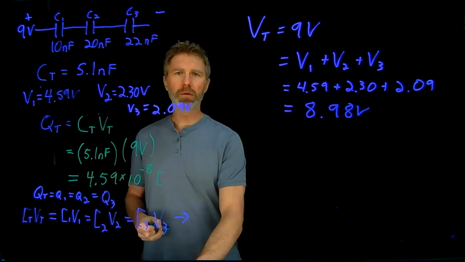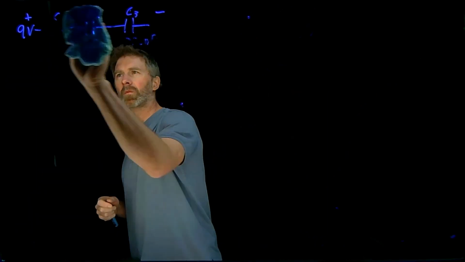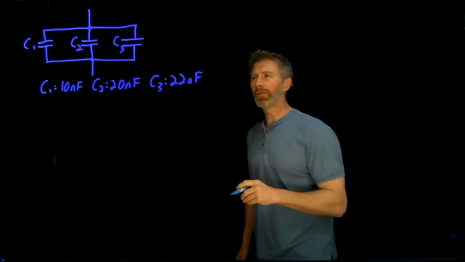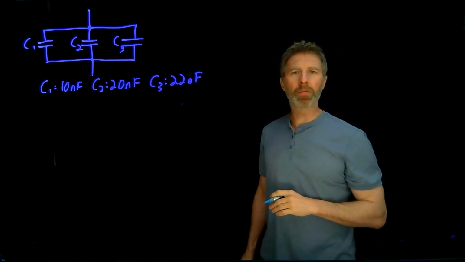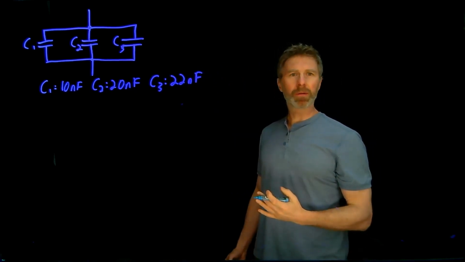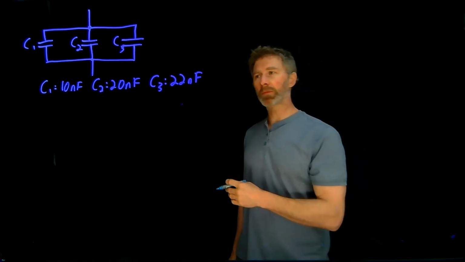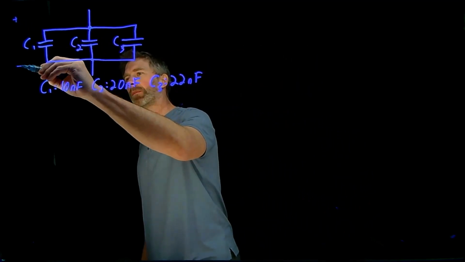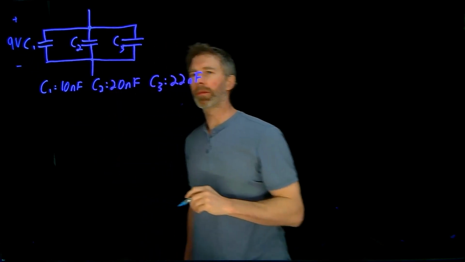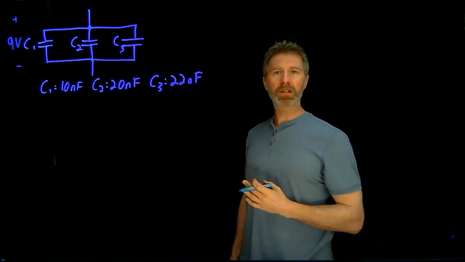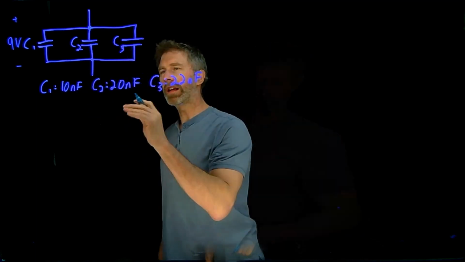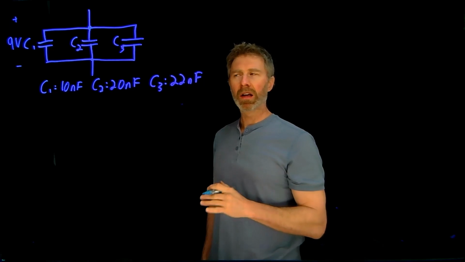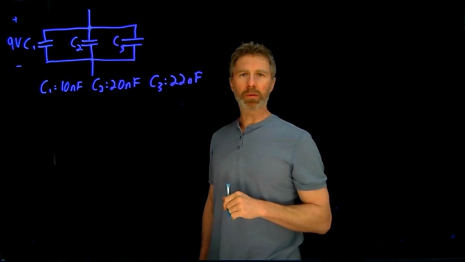All right, let's move on to the second problem. So I've got a parallel circuit this time, 3 capacitors in parallel. The capacitor values are actually all the same as from the last problem, but this time they're in parallel. And let's say we've got that same 9 volts across those capacitors. Because they're in parallel, it'll be the same voltage across each one of them. And again, we want to figure out the total capacitance, the voltage across each one of the capacitors, and then also the charge that's being stored on each one of the capacitors.